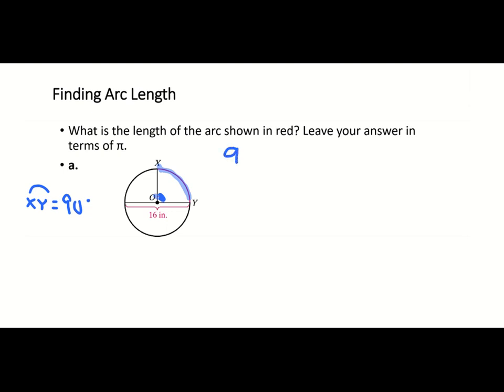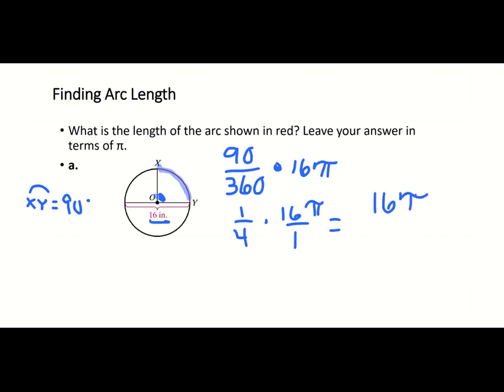So when we find it, we are going to take our 90 degrees. We'll do 90 divided by 360, and then multiply it times our circumference of a circle formula. And we have the diameter, so I'll do 16 pi. Now, 90 over 360, we do know will simplify to 1/4. And then we're going to multiply that times 16 pi. Again, think of it as like 16 over 1. So we get 16 pi over 4.